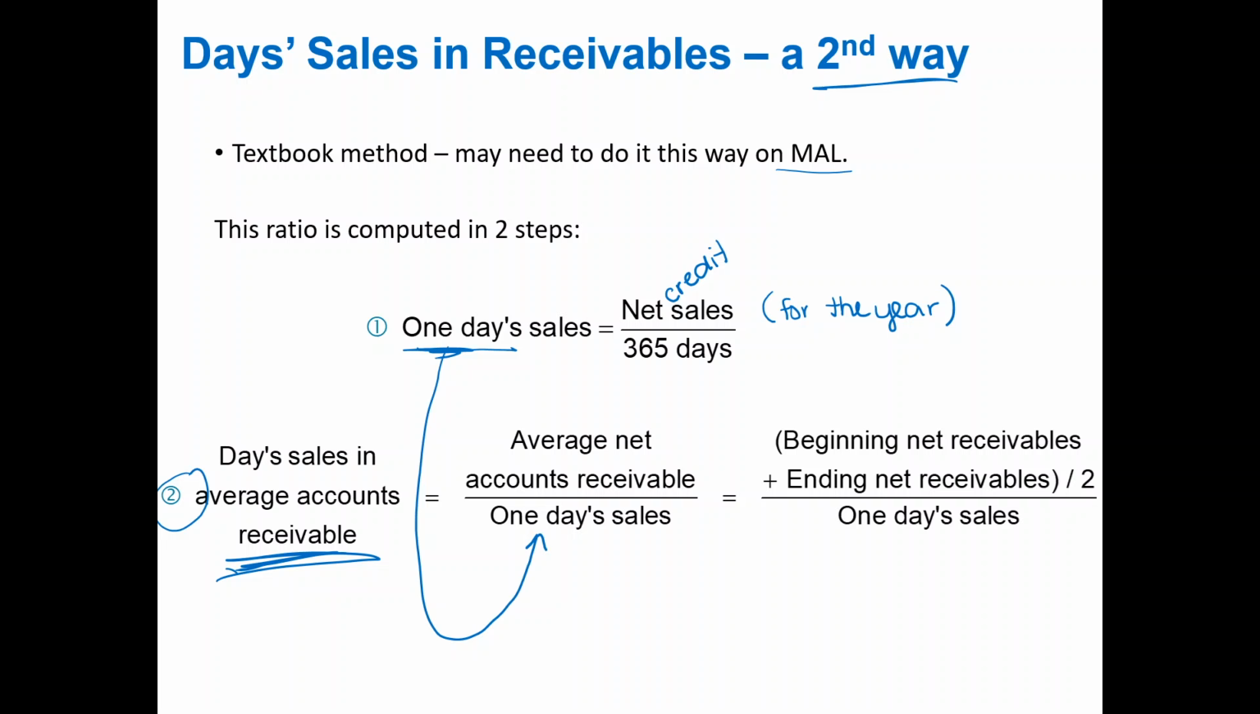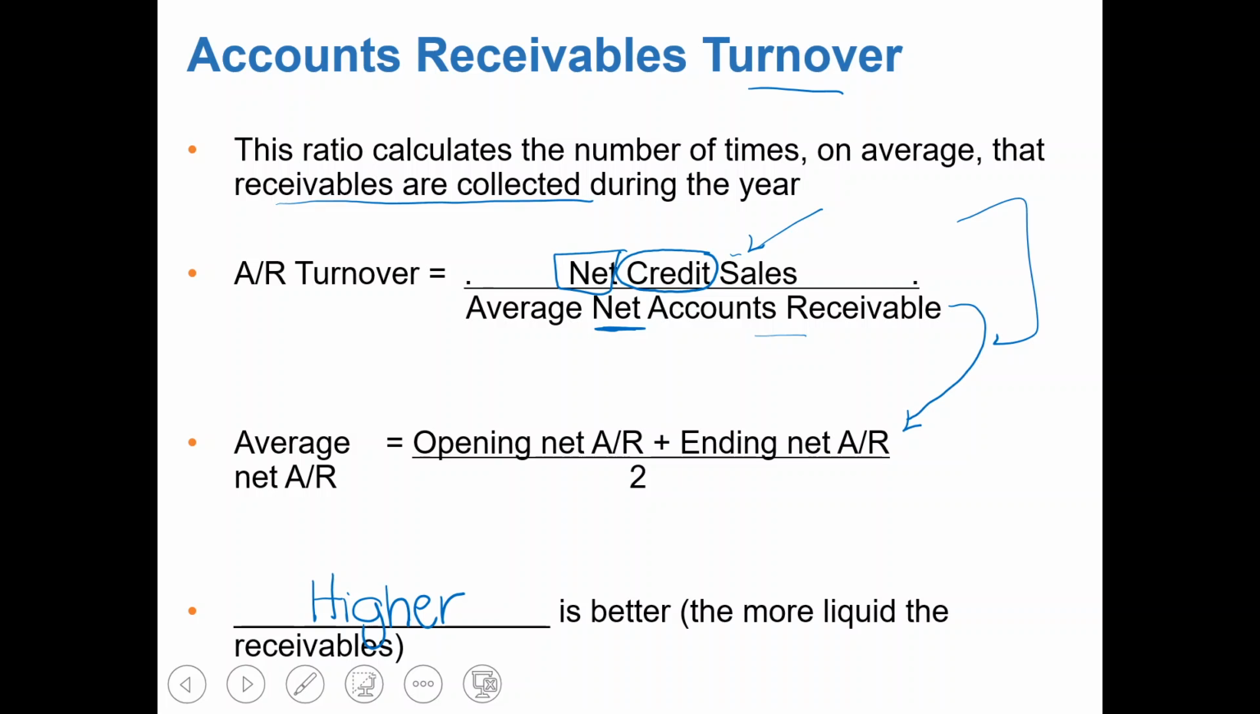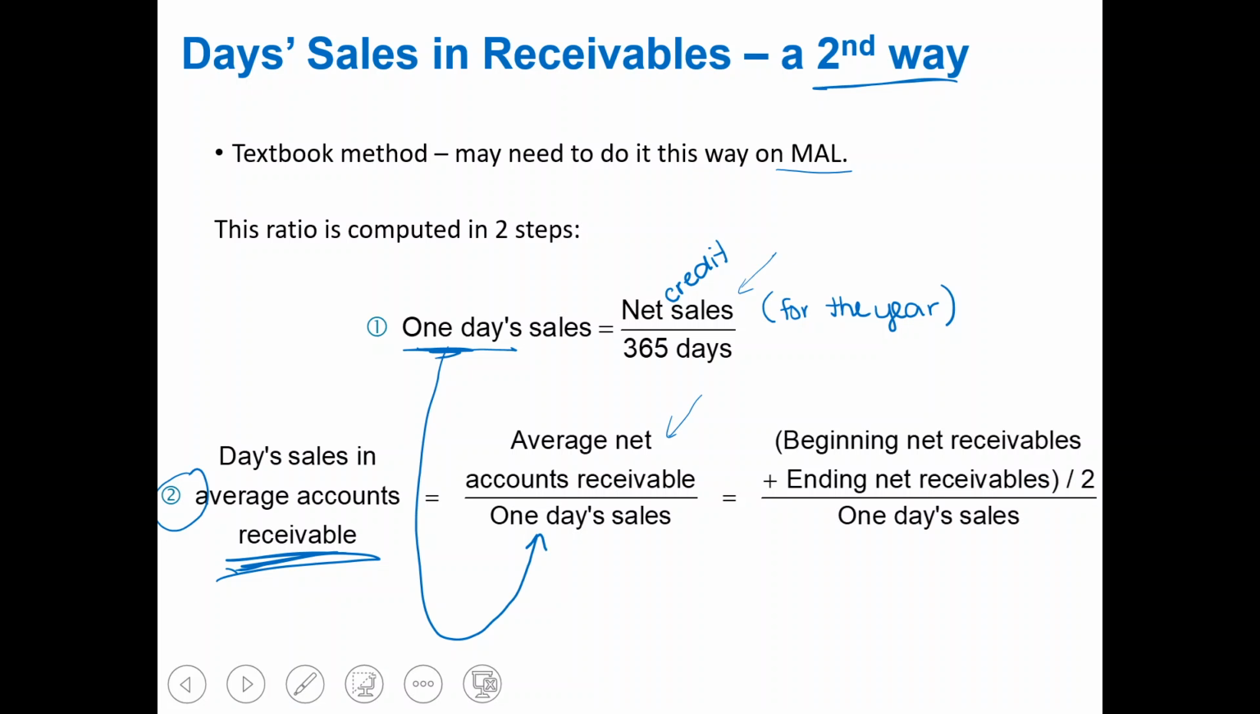We can see here we're using the exact same accounts and values in each of the two ways to calculate this. So either way, if you do this two-step method or you do it by calculating the turnover and then the days sales in AR, you'll get the same amount. It's just whichever way you find easier.